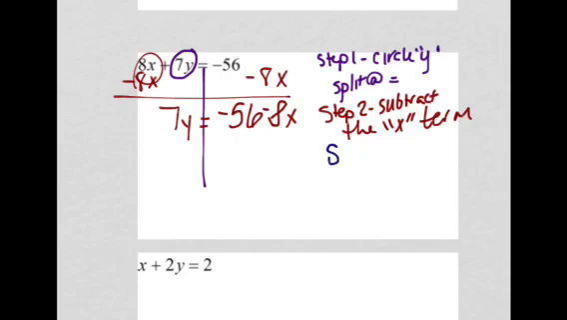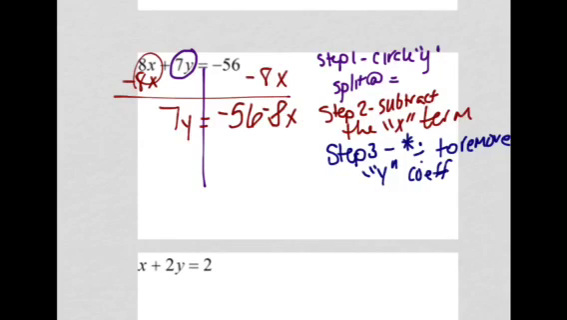Step 3, multiply or divide to remove y's coefficient. So, again, right back to circling what you're solving for. That alone should cue you in that it's a multiply or divide move. Since it's 7 times y, I'm going to divide by 7 and divide by 7.